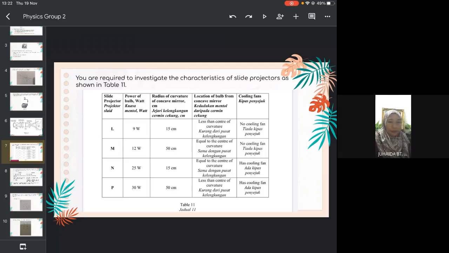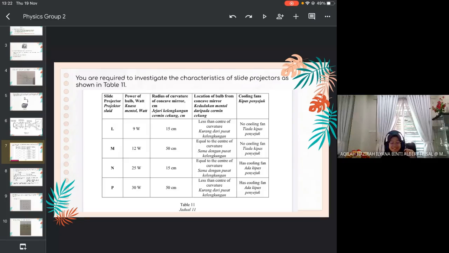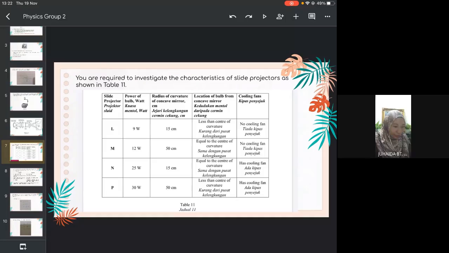Investigate. So soalan dia, you are required to investigate the characteristics of slide projectors as shown in table 11. So dia nak pilih yang terbaik kan, slide projector yang the best.